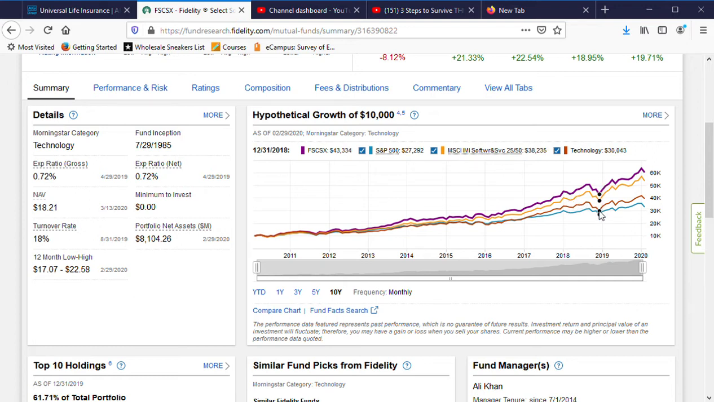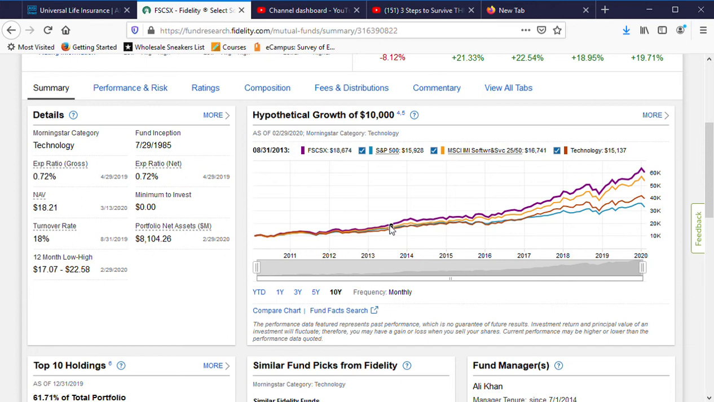So look at this. The S&P 500 right there is in the blue. And look where ours is, that FSCSX. Gosh, I can't get it right. So that is the purple, and it's beating them all. It's beating the technology field. It's beating the software and service. So this is where you want to put your money. This is something great to invest in.